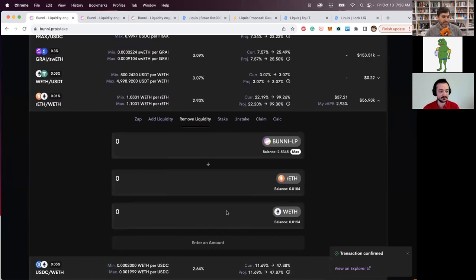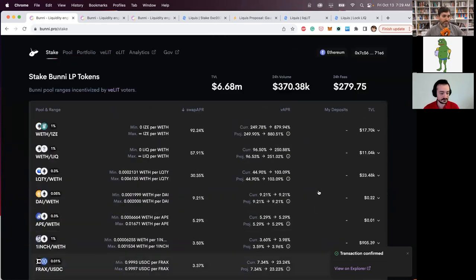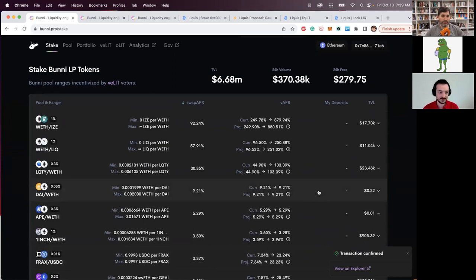Great. So now it says the transaction's confirmed, and I get my rETH and wrapped ETH, and I've got everything back. So that way I can just close my position. That's it. Wonderful. Okay, guys, is there anything else that we need to add to get a fuller understanding of getting everything closed down?